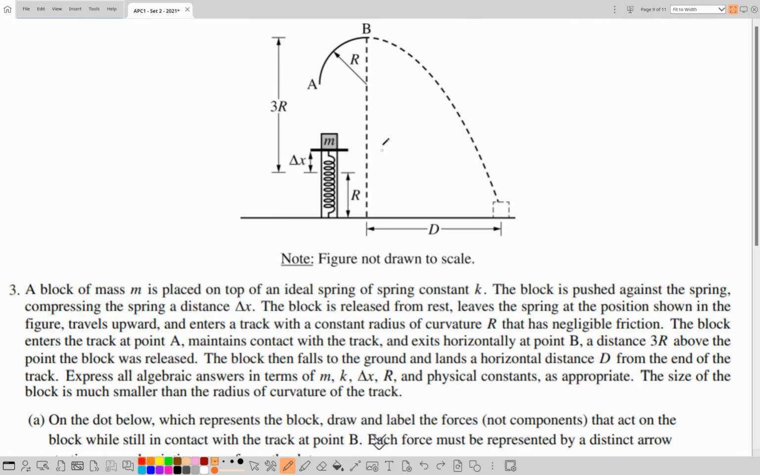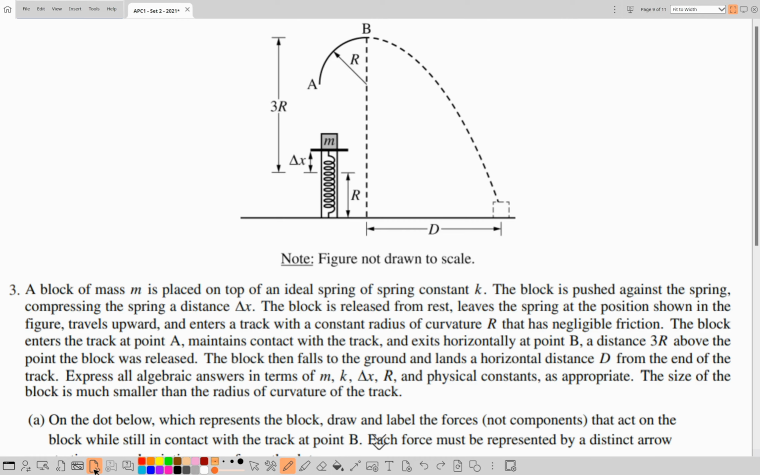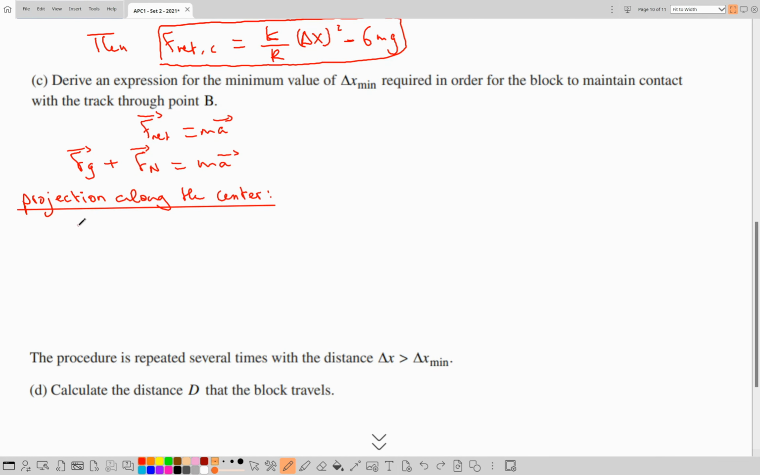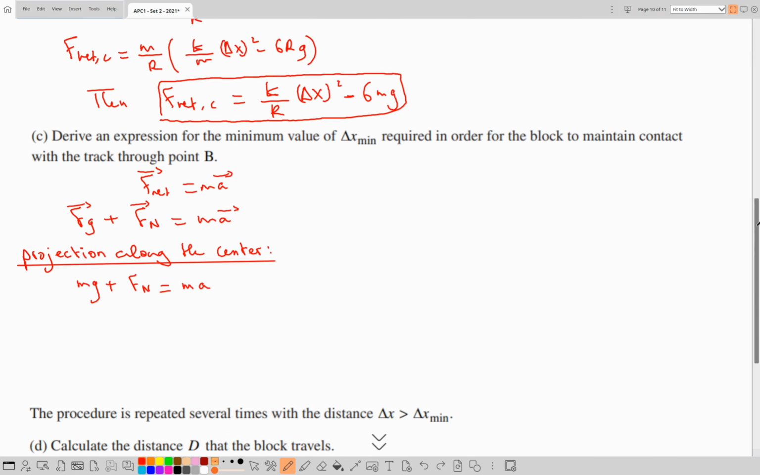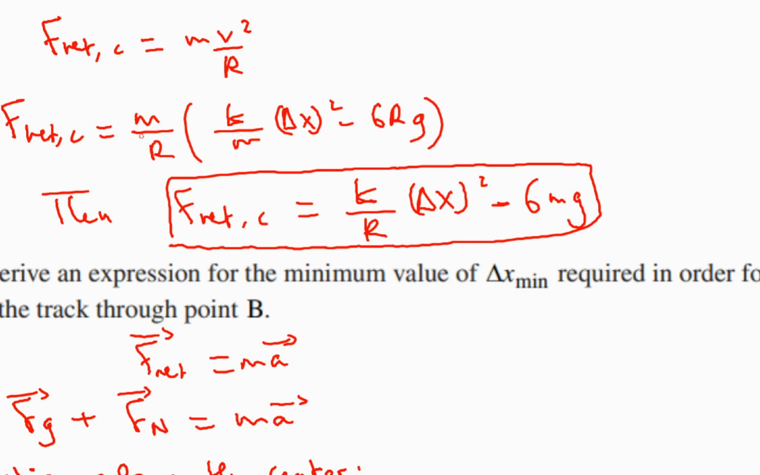Now what is the positive direction in this case? Always the positive direction is toward the center. This is the center. Both the pull of gravity and the normal push are pointing downward toward the center, so both of them are plus. Then that would be plus mg plus F_N equals ma, and we have already determined the expression of a, which is v squared over r, which is basically this expression.